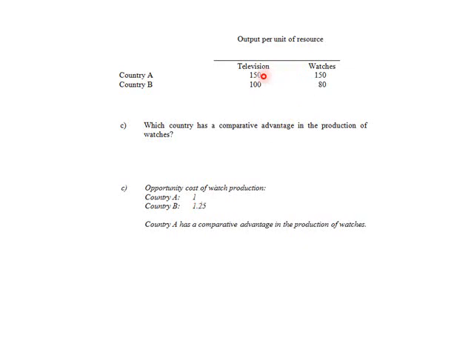Now for country B, when they want to produce 1 watch, we divide by 80, and then divide by 80 on the other side. They give out 1.25 TV. So country A now has a comparative advantage in the production of watches because they gave out less TV. They only need to sacrifice 1 TV when they make 1 watch, whereas country B has to sacrifice 1.25 TV. So the smaller number counts, because these are costs, so the lower the cost, the better. So country A has a comparative advantage in the production of watches.